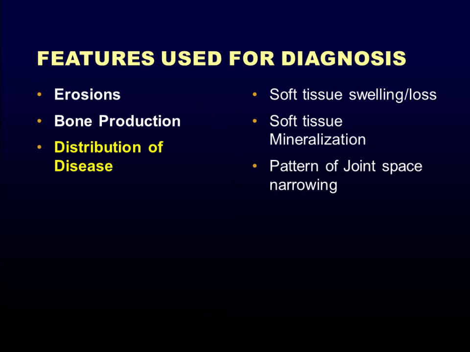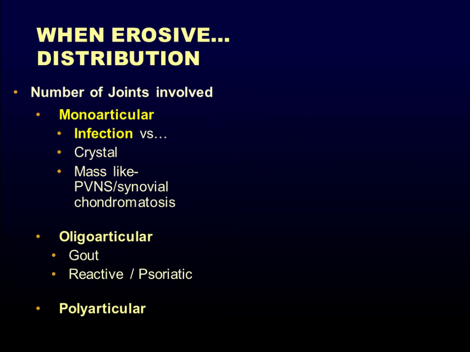So the other feature that will help us is the distribution of disease. When I'm dealing with an erosive arthropathy, the first thing I start doing is going through and looking at all the joints that are involved. If we have a single joint involved, the diagnosis of exclusion has to be infection. Now, it may end up being caused by a crystalline arthropathy, PVNS, or synovial chondromatosis. When a few joints are involved, the seronegative arthropathies like psoriatic or reactive are more common, but also may be seen with gout, where periarticular erosions are more common than intra-articular.